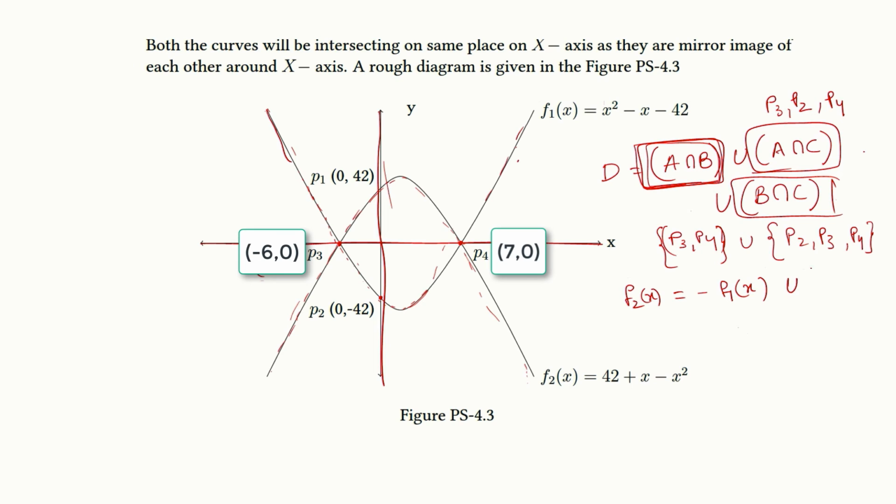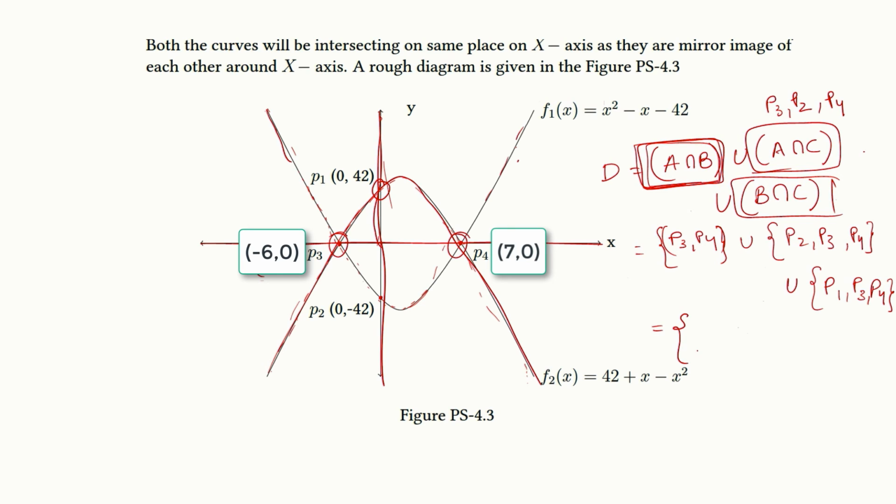And lastly we are concerned about B intersection C. So B is the set of all points on the curve F2 and C is the same, all points on the x-axis and y-axis. So here also we have 3 intersection points. Basically they are P1, P3, P4.